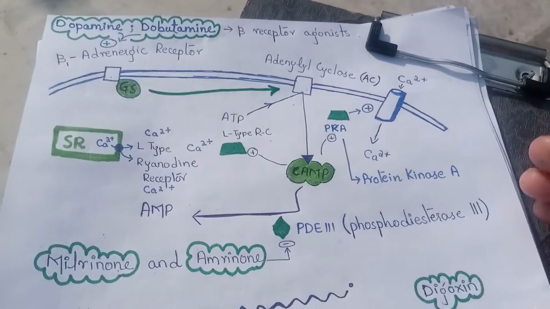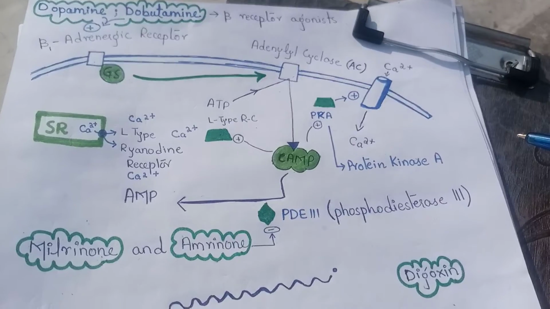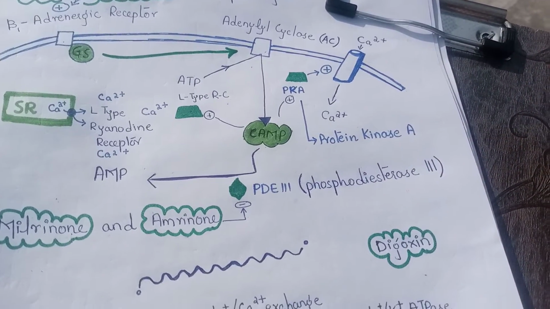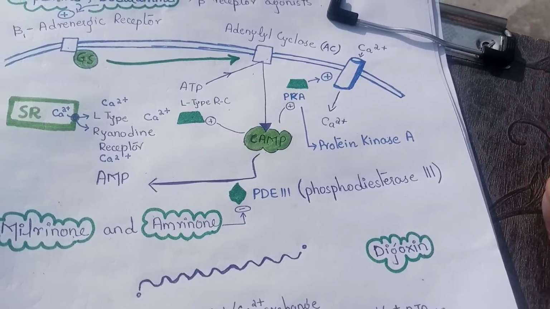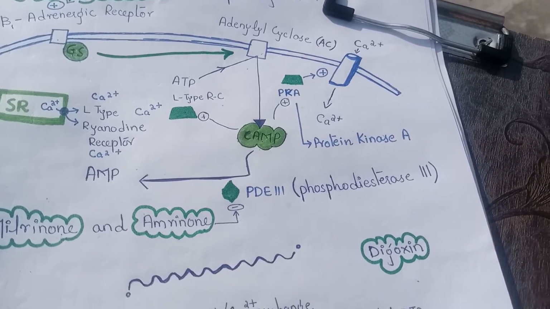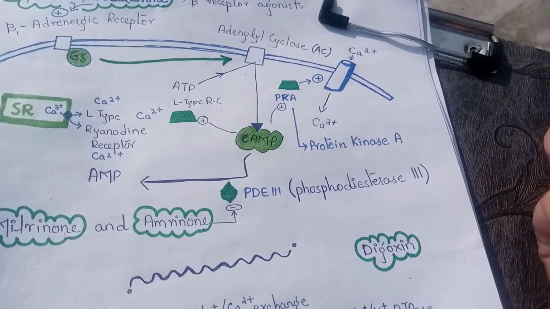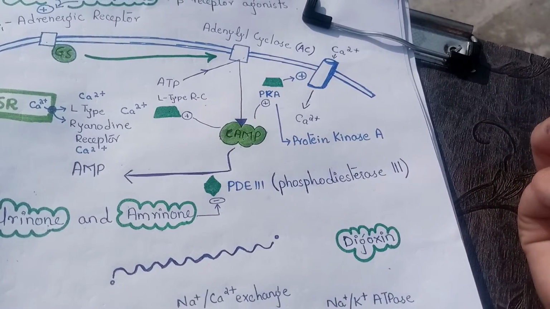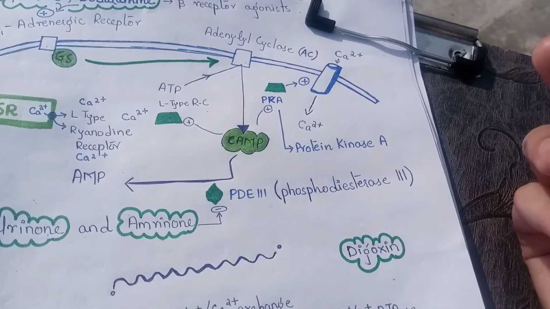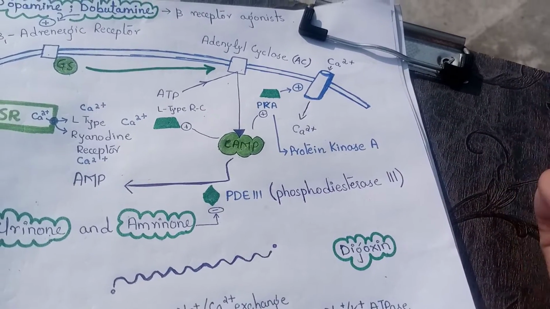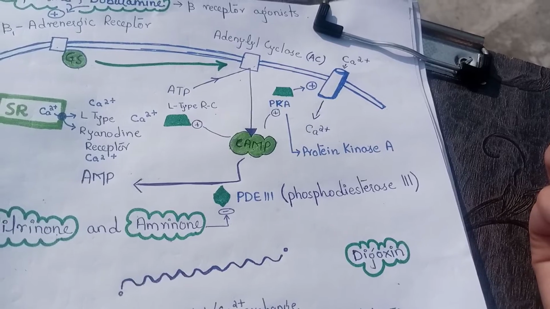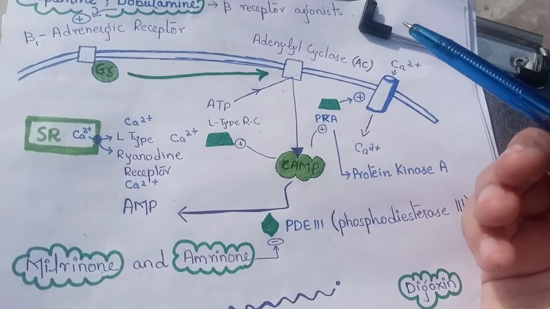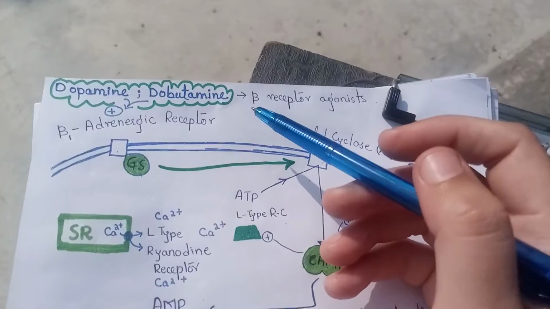So first, before beginning the mechanism of action of these drugs, what is an inotropic agent? It's an agent which increases the intracellular calcium concentration. If you increase the calcium concentration inside the cell, it will increase muscle contractility, because calcium will bind to troponin C, and thus muscle contraction will be enhanced. Now, how they are going to increase the calcium concentration inside the cell, we will start from that.